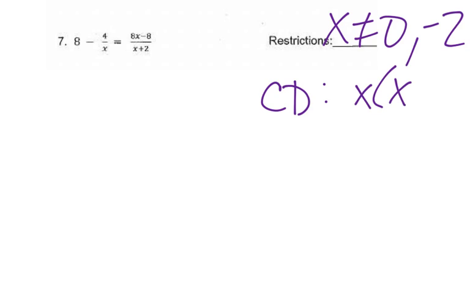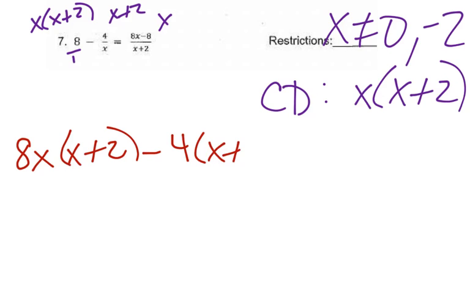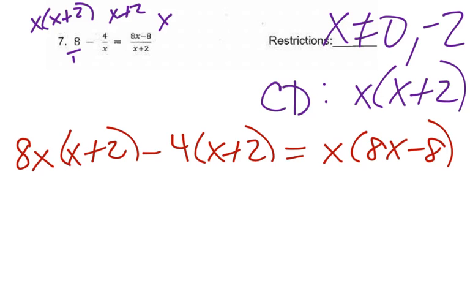Another of the same: your restrictions are x cannot equal 0 and x cannot equal negative 2. Your common denominator is x and x plus 2. 8 needs to be put over 1, so when we compare, you're missing x and x plus 2 for the first one, you're missing x plus 2 for the second one, and you're missing x for the last one. So when you write your equation, it's going to be 8 times x plus 2 minus 4 times x plus 2 equals x times 8x minus 8.